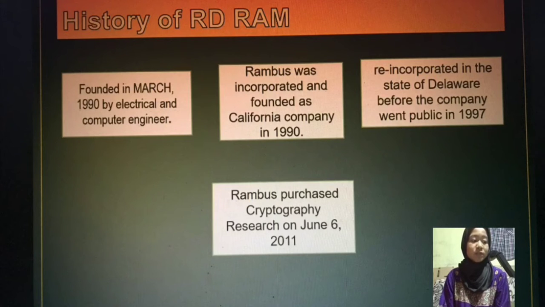Moreover, Rambus purchased Cryptography Research on June 6, 2011, at a worth of $1,462.65 in Malaysian ringgit. So today, Rambus derives the majority of its annual revenue by licensing its technology and patents for chip interfaces to its customers. Thank you.